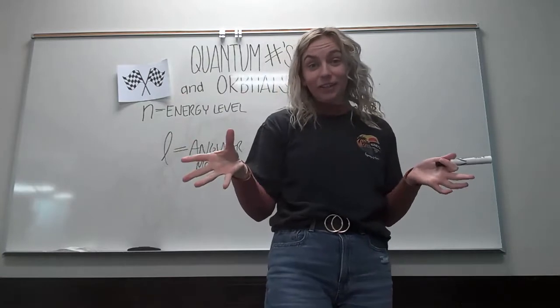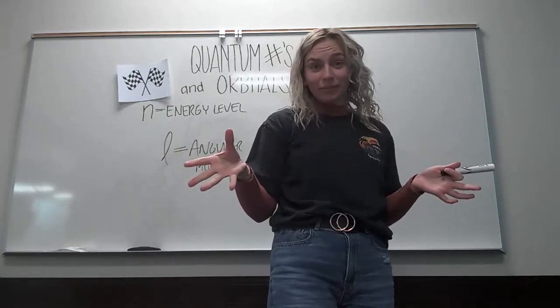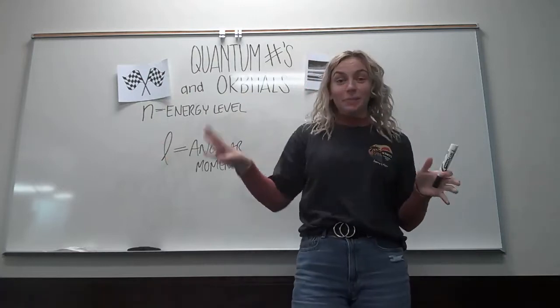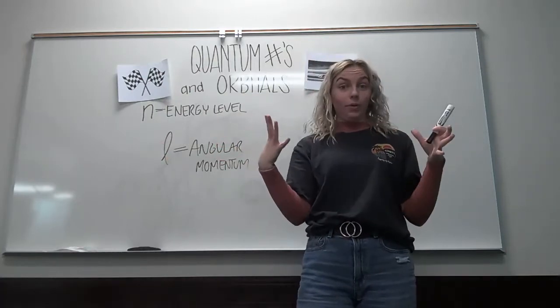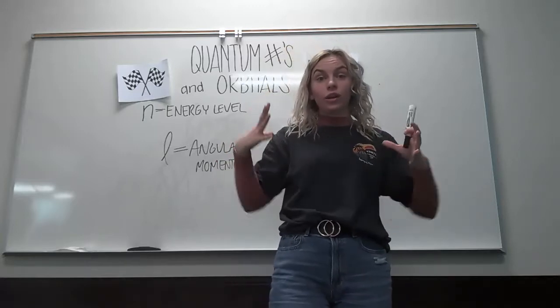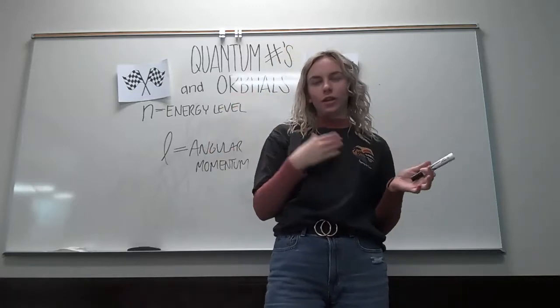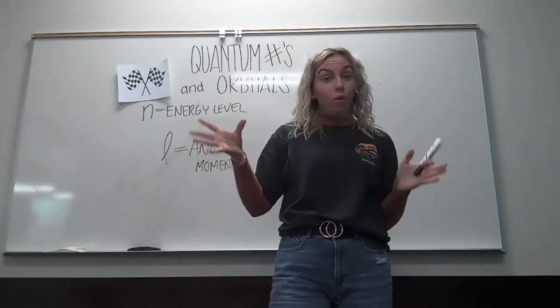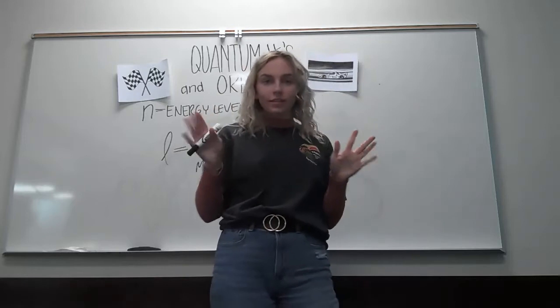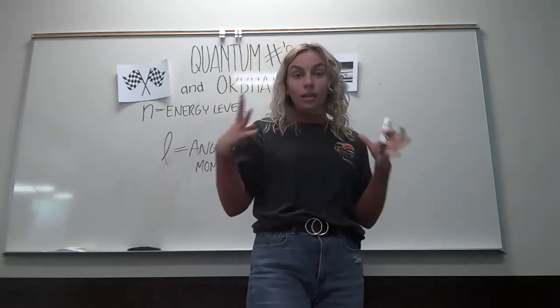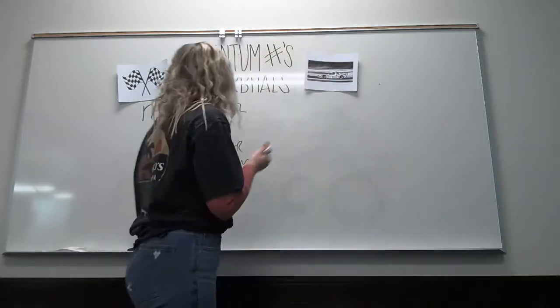Now, if you're like me, you're like, what the heck is angular momentum? Good question. The angular momentum is basically the shape of the orbital. There's a lot of different shapes, and as you move from one angular momentum value to the next, the shapes get more and more complex. So we're going to start with the basics, describe those, and as we keep going on and on, you'll see that the shape of the orbitals gets more complex.